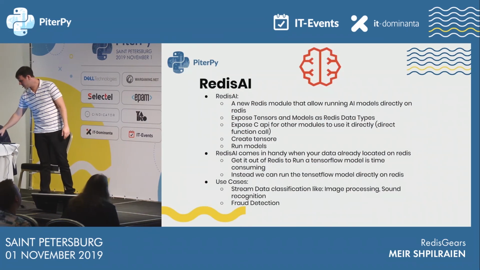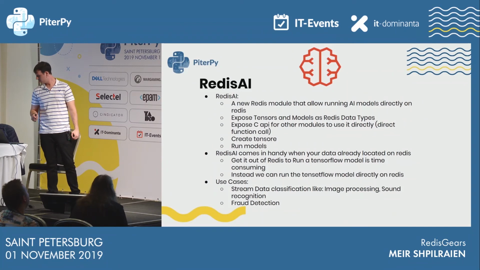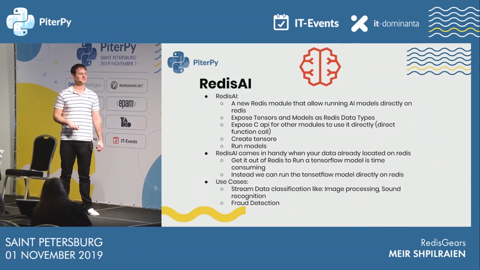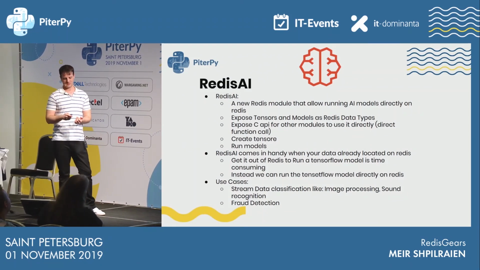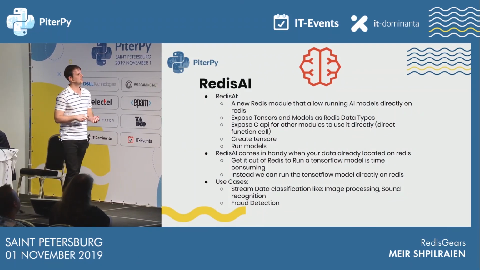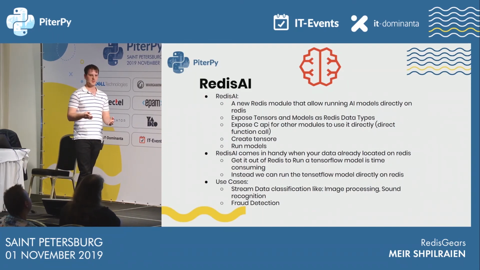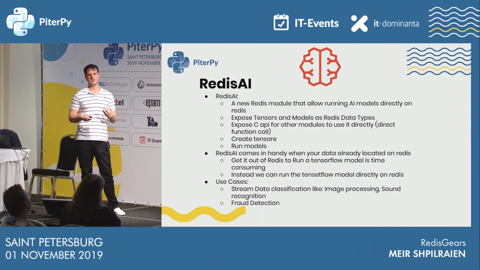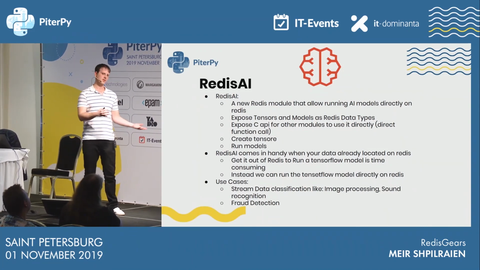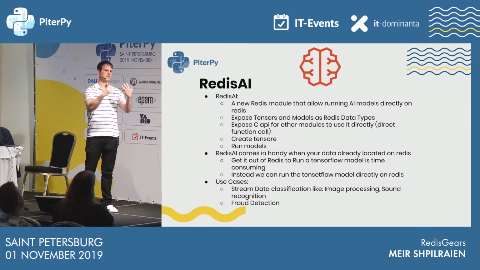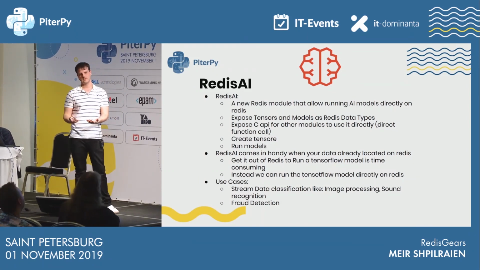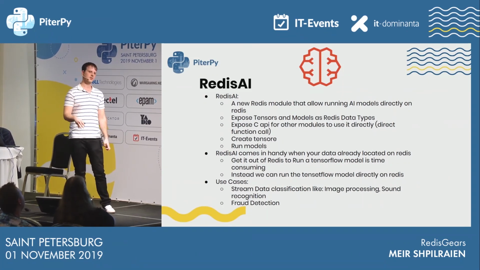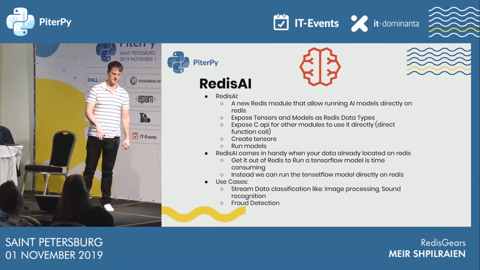Now, I talk about tensors because I want to give, how much time? I want to give like 5 minutes to Redis AI. Redis AI is another module that we develop at Redis Labs. And Redis AI allows you to run tensors directly on Redis. Why is it good? Because most of the time your data is already on Redis, and you don't want to get the data out in order to classify it, for example. So what Redis AI allows you is to classify directly on Redis and get the results directly.